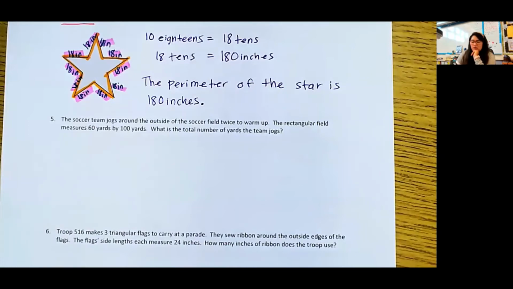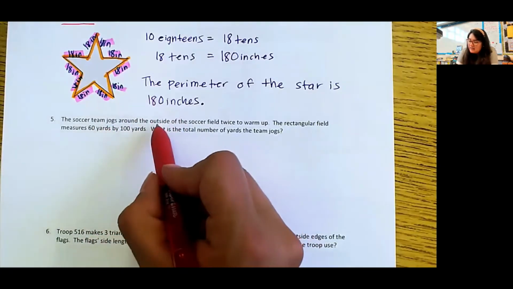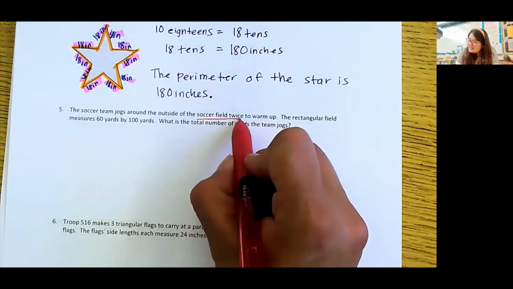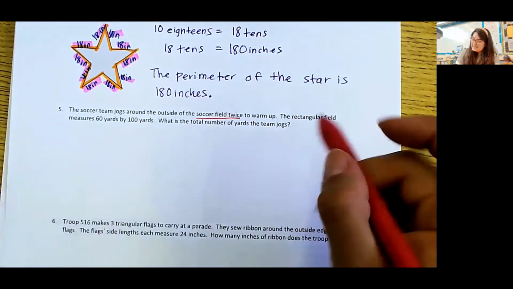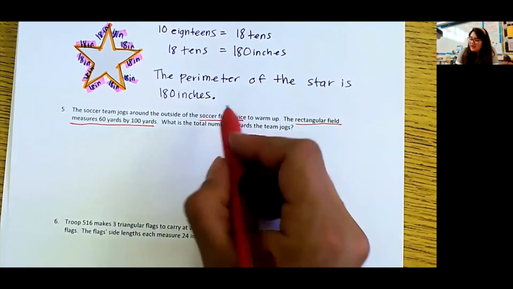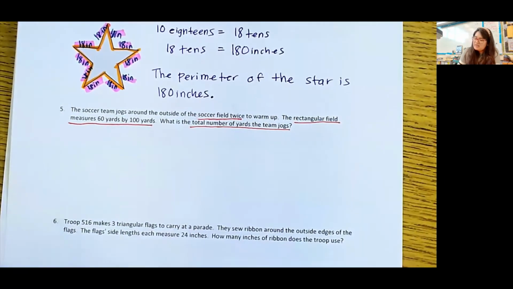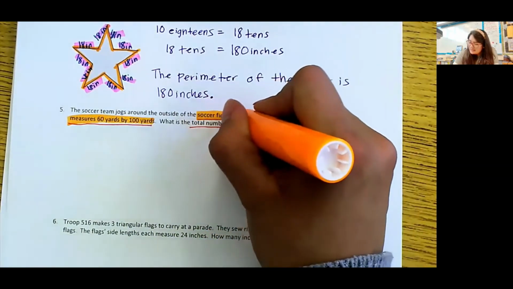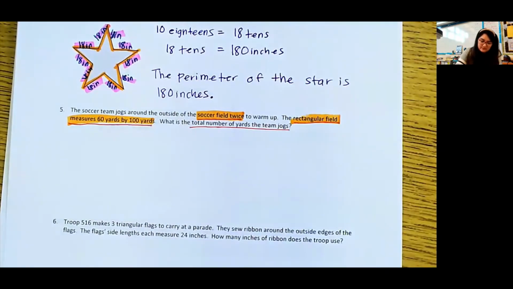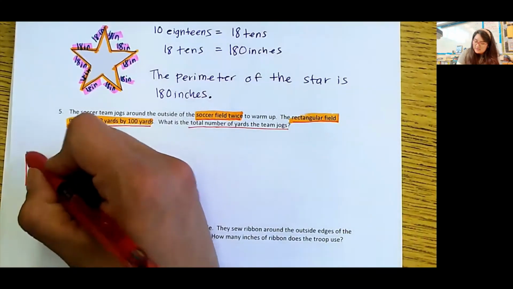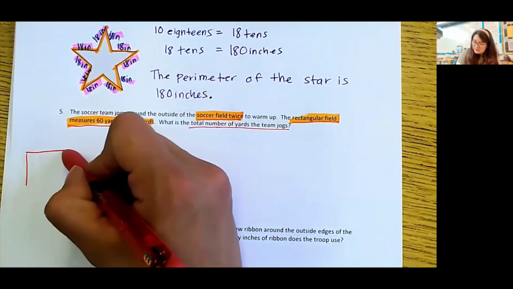Okay, so we are going to highlight key information. The soccer team jogs around the outside of the soccer field twice. So key information, the soccer field twice to warm up. The rectangular field measures 60 yards by 100 yards. And we have to find the total number of yards that the team jogs. They told us the shape and they told us the side lengths, but they also told us that they went around twice, okay? So first, I'm going to draw my picture because that's going to help me. So my soccer field is a rectangular shape, okay?